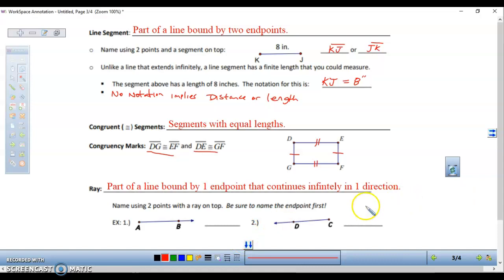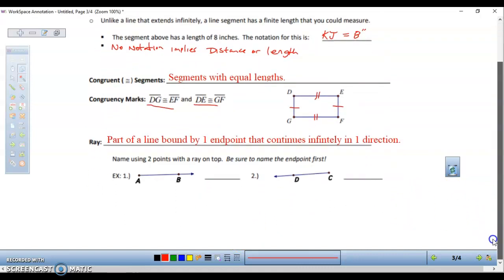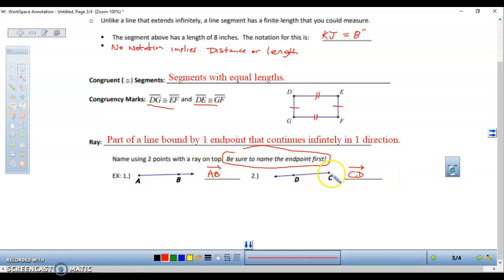Next, a ray. A ray is part of a line that's bound by one endpoint and continues indefinitely in one direction. And when you're naming a ray, really important, you always name the endpoint first. So this is ray AB. Put a little ray on top, like it says here. And this would be ray CD. And you just put a little ray on top. Now I know that the ray is pointing this way in the diagram, but when I name it, you always point that arrow to the right.